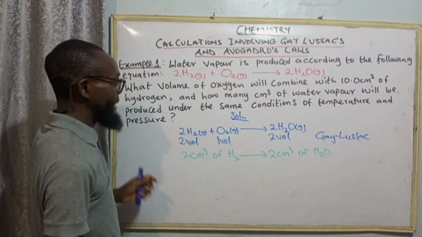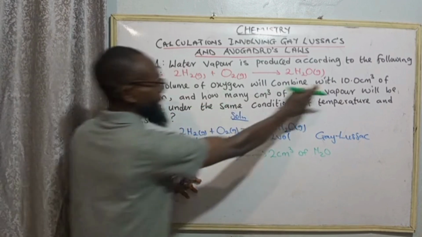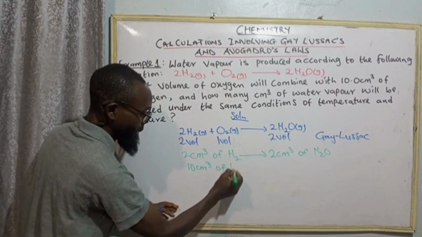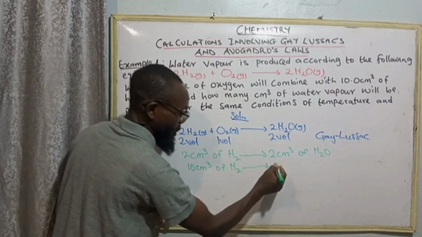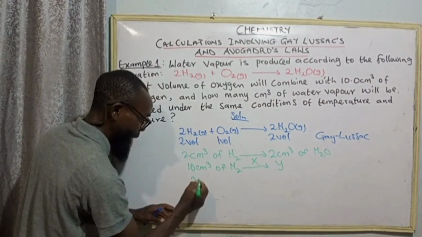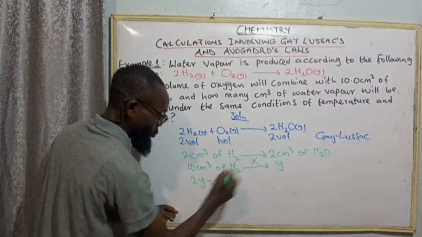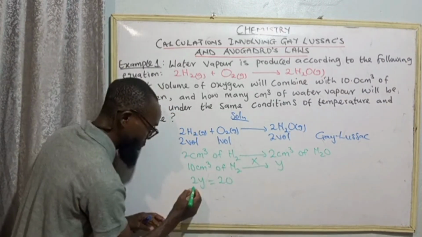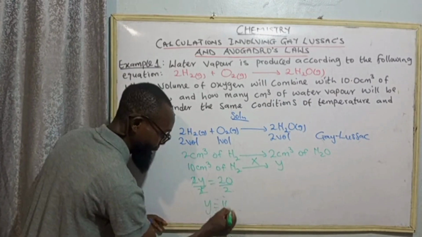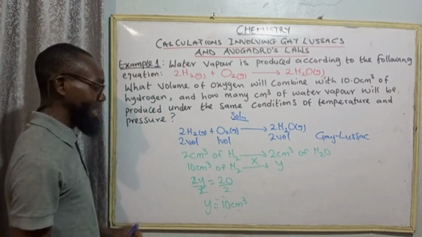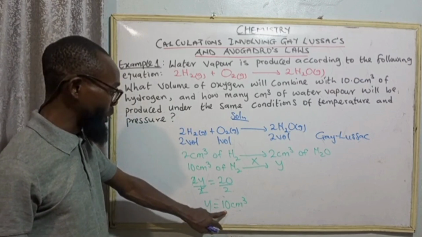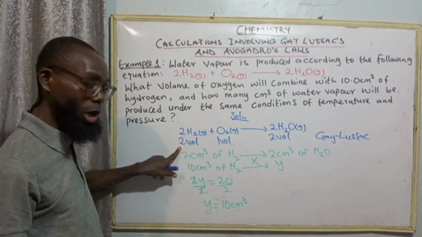Are we there? Then for this hydrogen, we have 10 cm cube of hydrogen. So 10 centimeter cube of hydrogen will now produce how much? Let's call it y. So cross multiply, 2 times y, I have 2y is equals to 10 multiplied by 2, I have 20. So divide both sides by 2. So my y is equal to, 2 goes in 20, we have 10 centimeter cube. So which means that 10 centimeter cube of water vapor was produced from 10 centimeter cube of hydrogen.